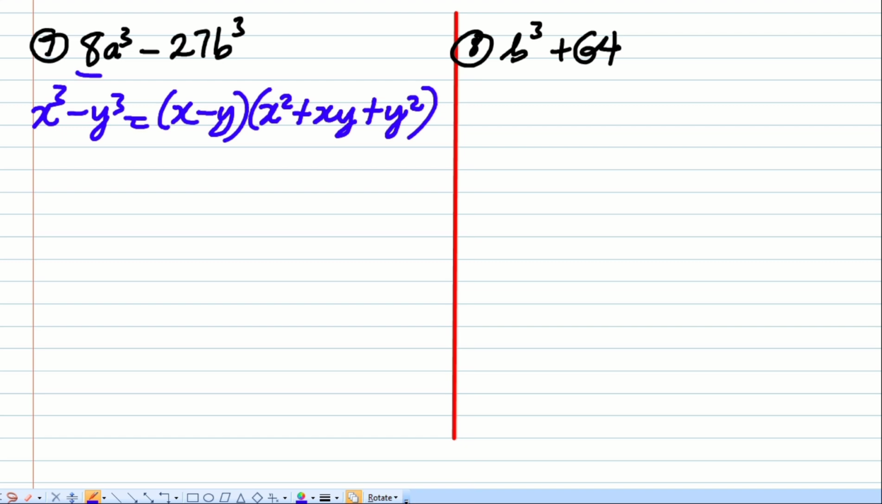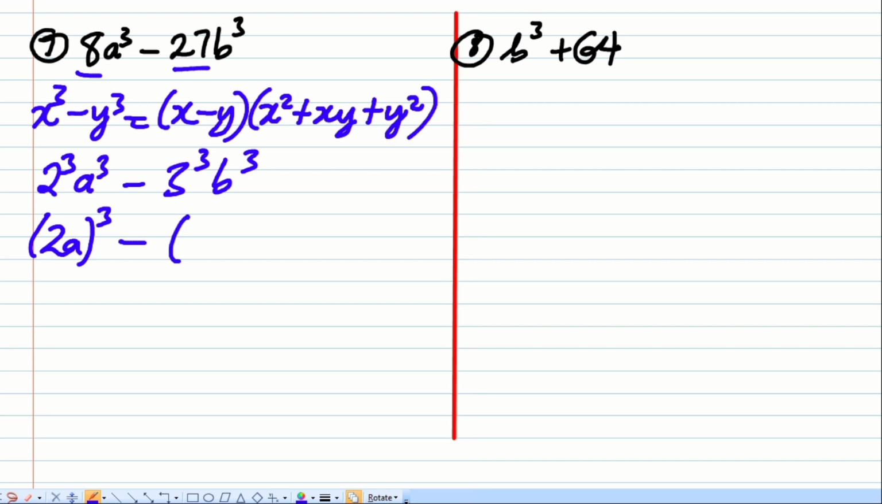But then 8 is not yet in the cube form, and 27 is not yet in the cube form. So we're going to write that. Which number raised to power 3 is 8? 2 times 2 is 4, 4 times 2 is 8. So 8 is the same as 2 raised to power 3, a raised to power 3, minus 3 cubed, rather, which is 27. So this is 3 cubed, b cubed. Alright, so let's just write it as a whole: (2a) cubed minus (3b) cubed.